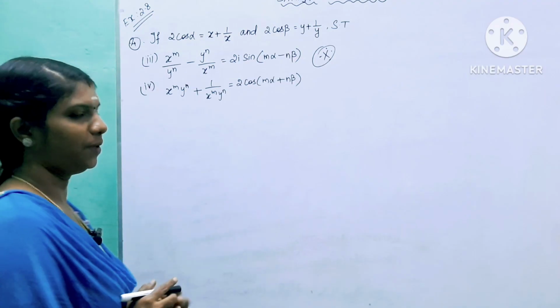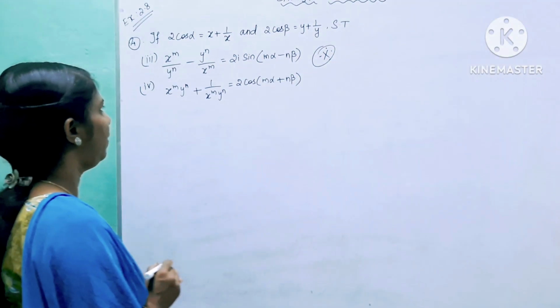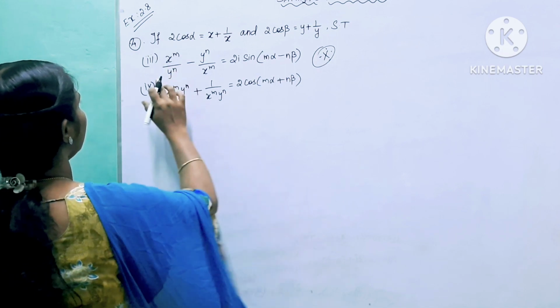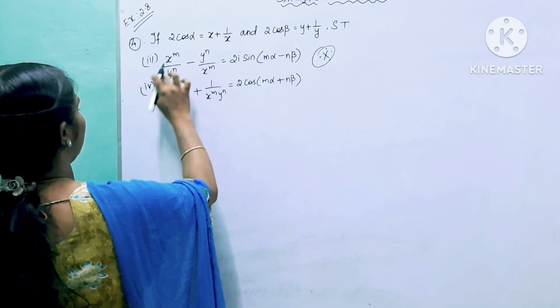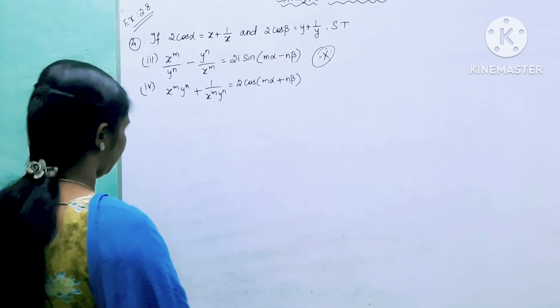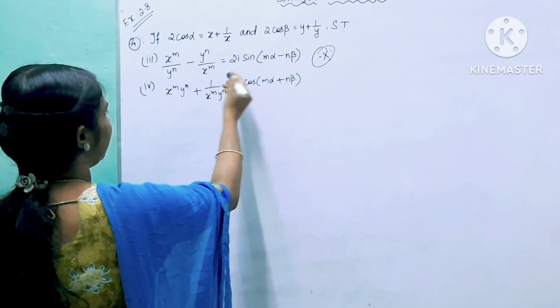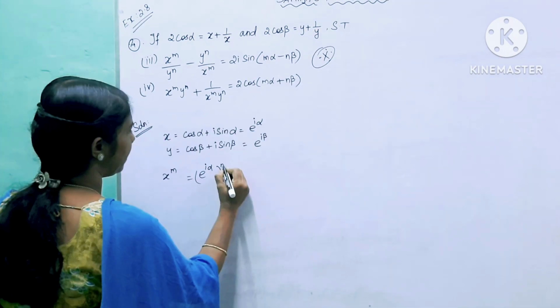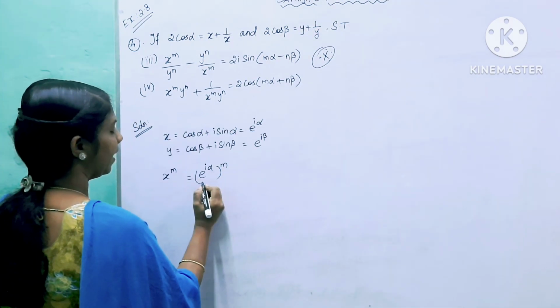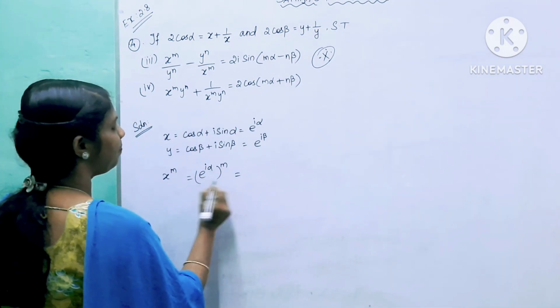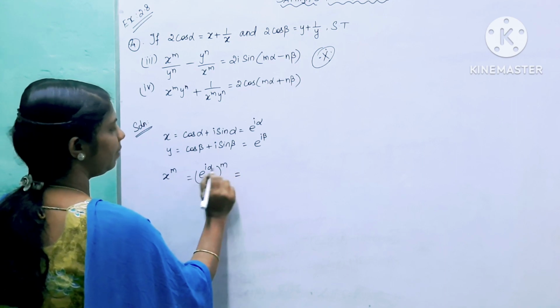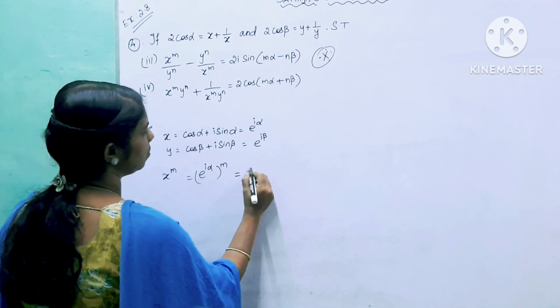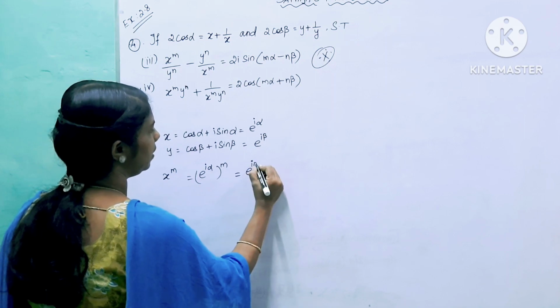Third and fourth subdivision, if you see, are very important and repeated questions. Third subdivision: x power m by y power n minus y power n by x power m is equal to 2i sin m alpha minus n beta. X power m is equal to e power I alpha the whole power m. Power of the power, these two powers we can multiply. So this is e power I into m alpha.